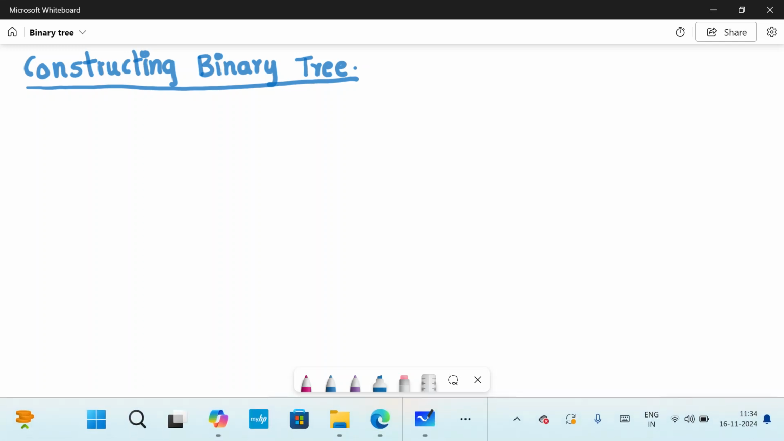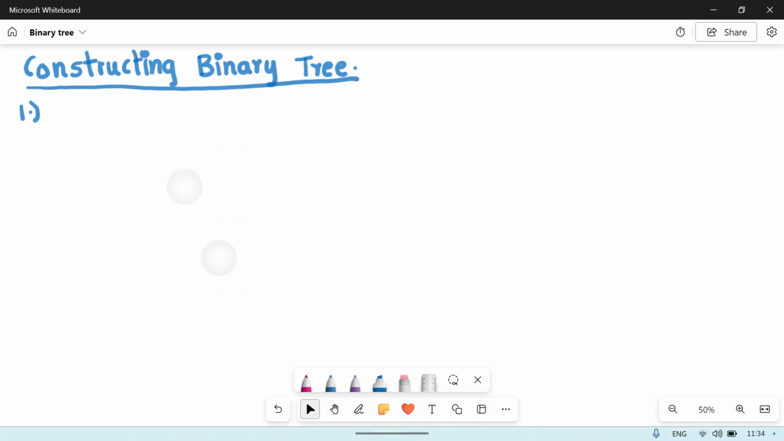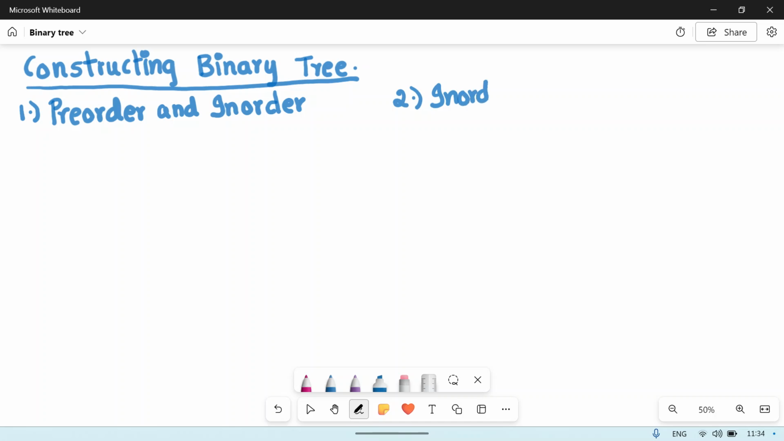So first thing is I will be constructing a binary tree using preorder traversal and inorder. You cannot use only one type of traversal. One type of traversal that is compulsory is inorder. So inorder should be there. You can construct the tree using inorder and preorder, and inorder and postorder. You can construct using preorder and postorder together, but that is not included, so I have not included that in the video.